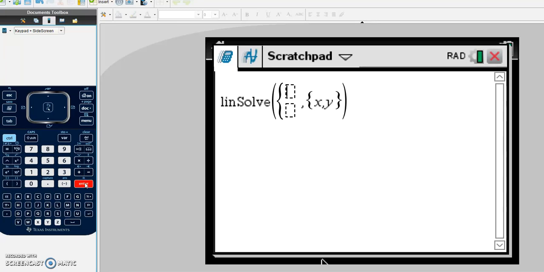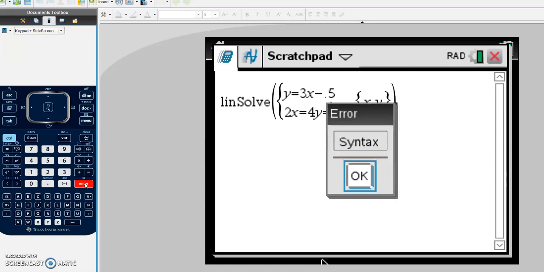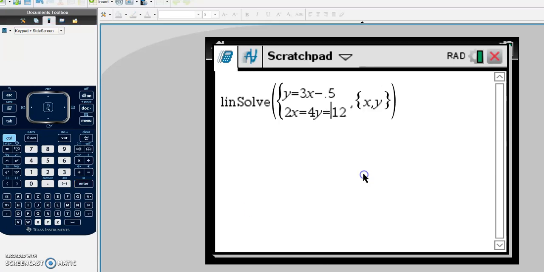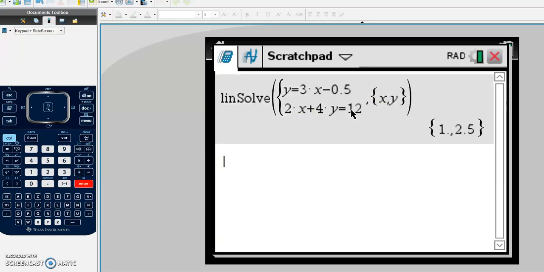And in the top line, I'm going to type in my equation. And instead of the 1/2, I'm just going to put 0.5. It's just easier to type for me. And then the second equation goes in the bottom, 4y equals 12. And then I can hit Enter. And we have a syntax error. Oh, I see what I did. This should be plus. Sorry about that. Okay, let's try it now.